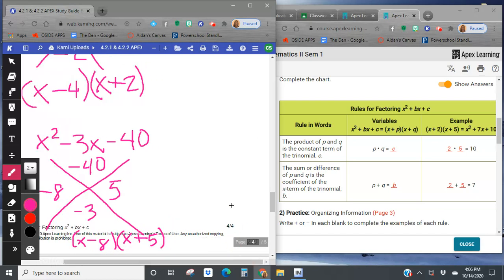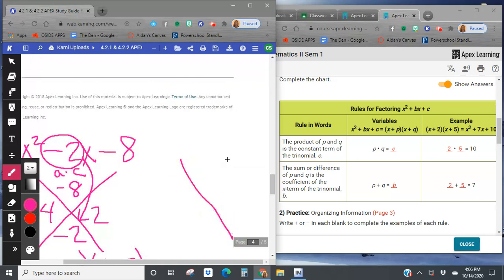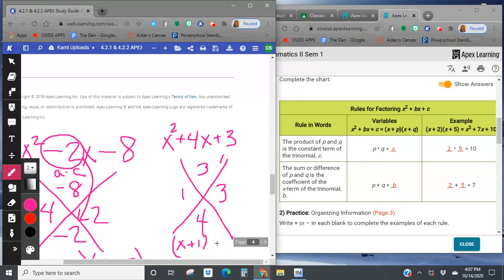Let's go try one more. What times what equals 3 and adds up to 4? 1 times 3 adds up to 4. My two factors are x plus 1, x plus 3.